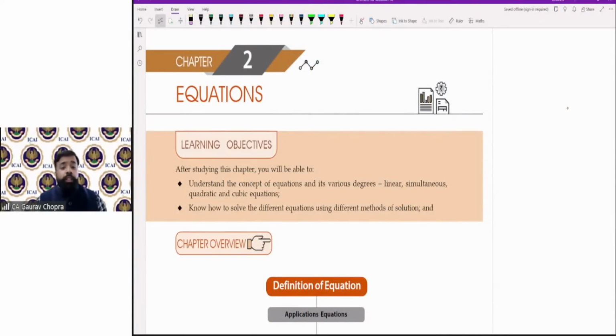So in today's class, we are going to start our chapter number two, which is equations. The equations chapter is divided basically into two portions: one is linear equations and the second one is quadratic equations. In today's class, we will be beginning with linear equations.